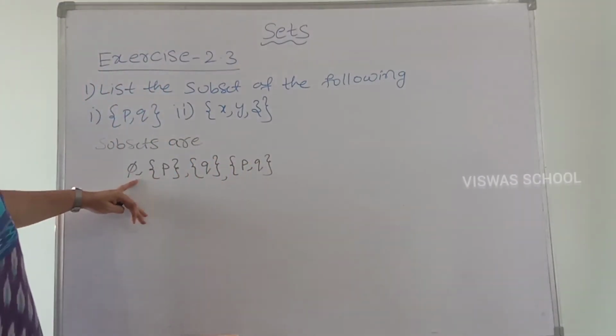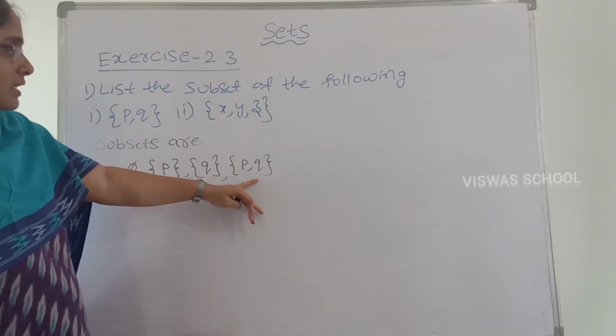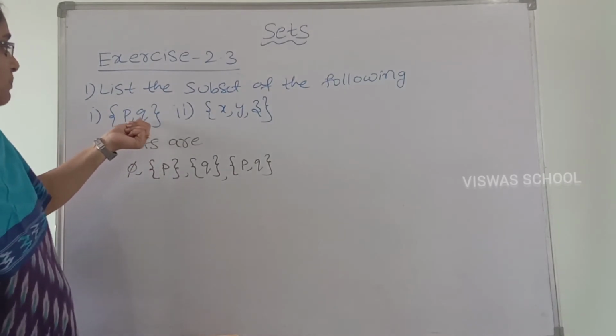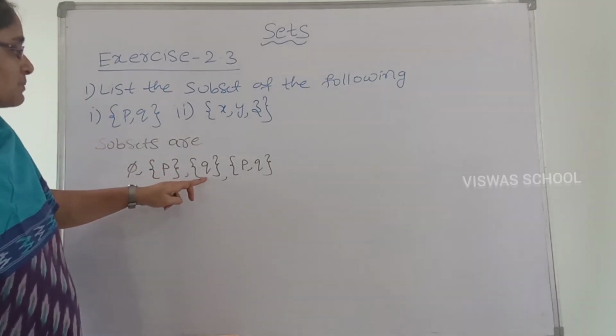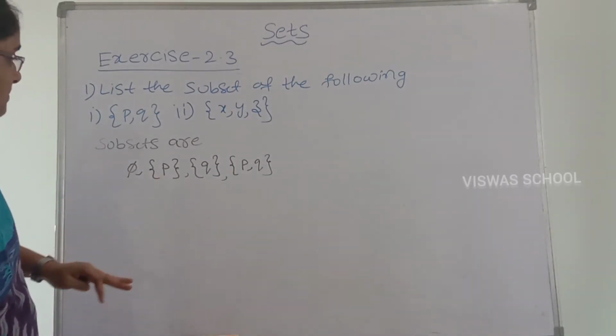Empty set is a subset of every set, and every set is a subset of itself. Except that, what are we having here? P, Q elements. P is a subset and Q is a subset of {P, Q}. These are the subsets here.